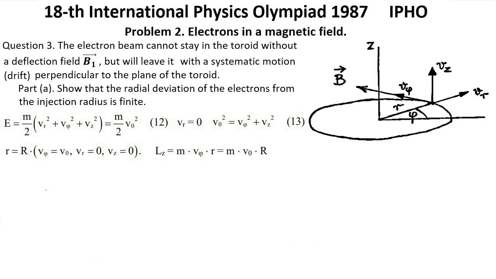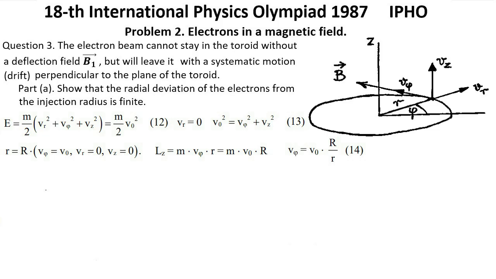v_φ will be determined by the law of conservation of angular momentum. The Lorentz force obviously has no component in the φ direction, parallel to the magnetic field. Therefore it cannot produce a torque around the z-axis. From this follows that the z component of the angular momentum is a constant. It means L_z equal m v_φ r equal m v0 R, and therefore v_φ equal v0 multiplied by R over r, equation 14.